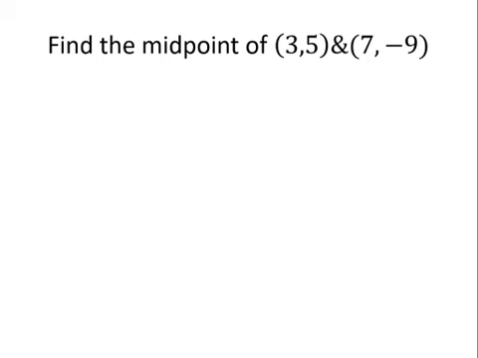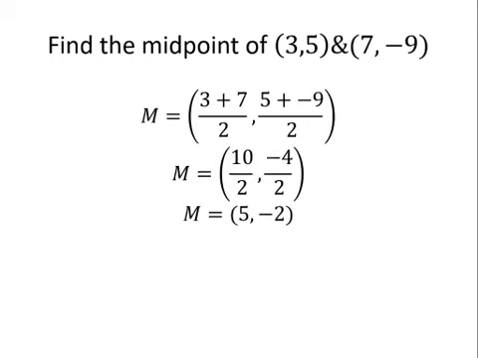Okay, so when you added them together, you got 5 plus a negative 9 gets you a negative 4, divided by 2 should have gotten you a negative 2. So you end up with your answer of 5, negative 2 would be your midpoint.